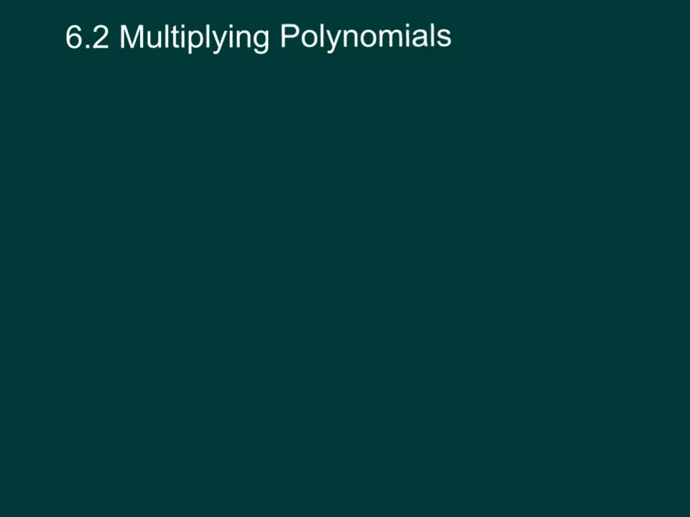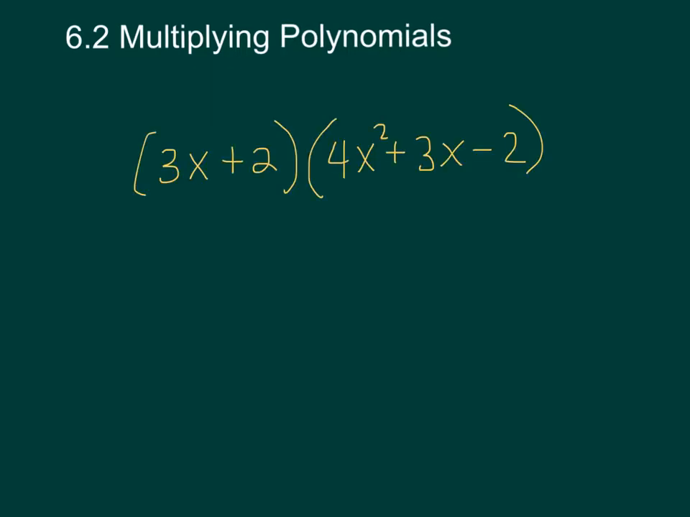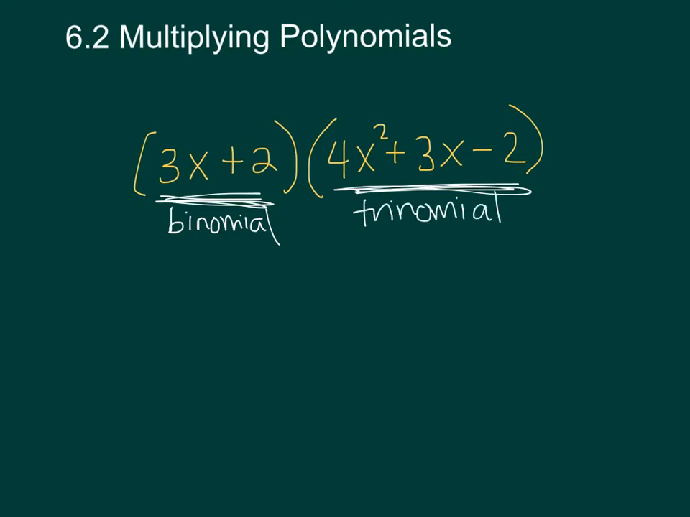Our new lesson is on multiplying polynomials. Recall from our last lesson that a polynomial is an expression that has more than one term. An example where you multiply polynomials might look like 3x plus 2 times 4x squared plus 3x minus 2, where we're multiplying a binomial, right, because this has two terms, and a trinomial.